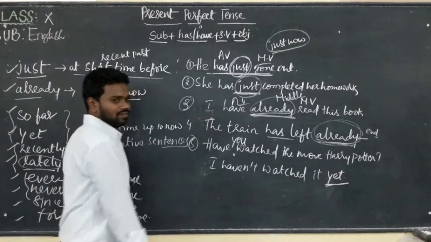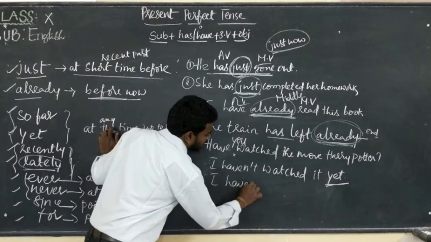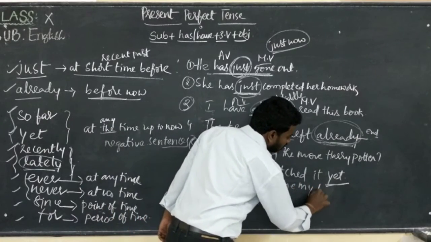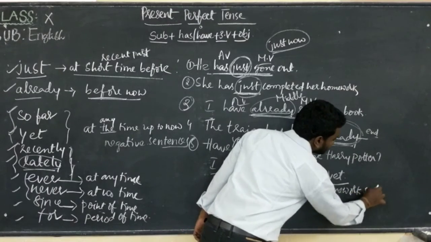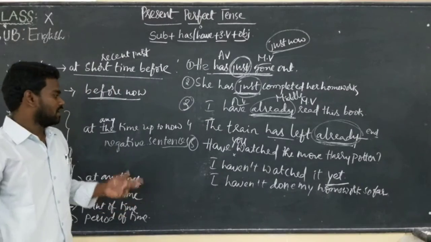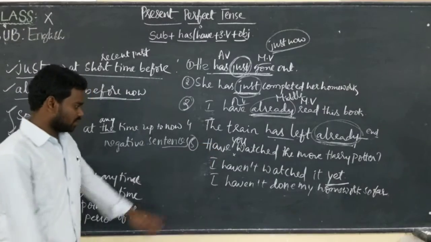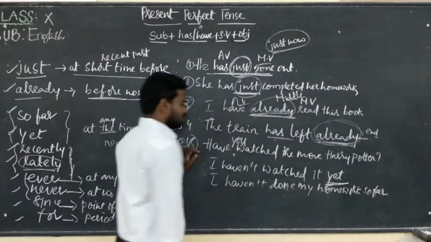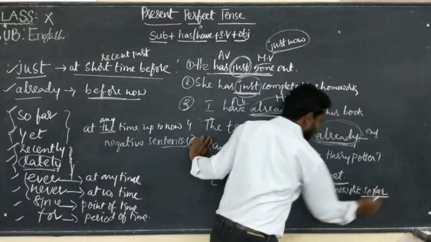For example, have you done your homework? If I say, I haven't done my homework so far. So now here you see, right? Have you watched the movie Harry Potter? You can say, no, I haven't watched it yet. I haven't done my homework so far.